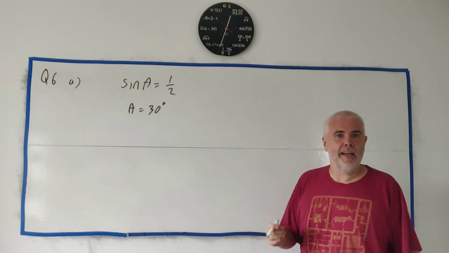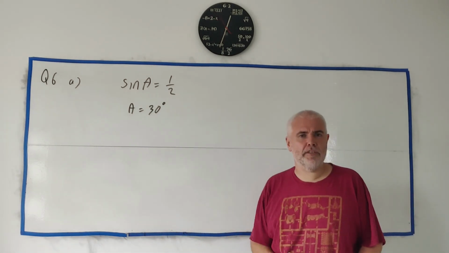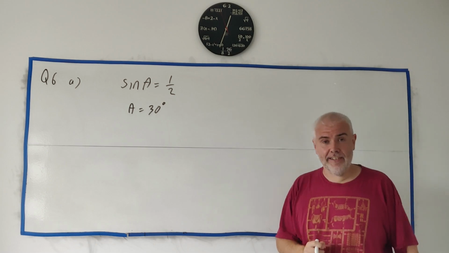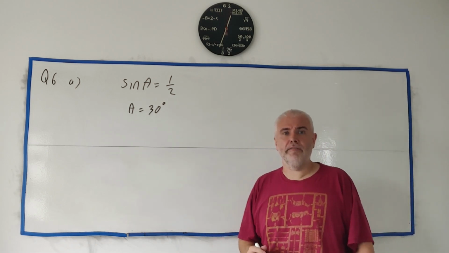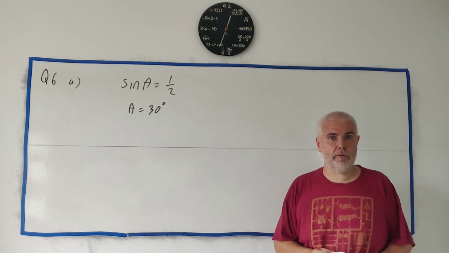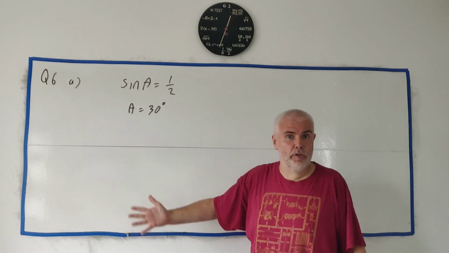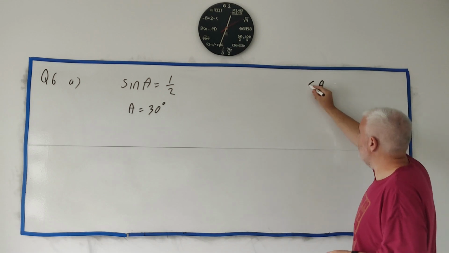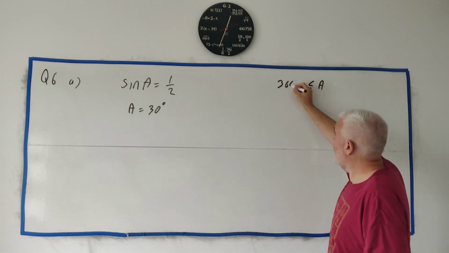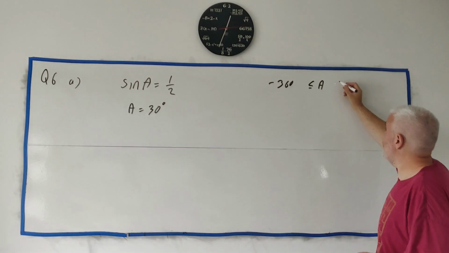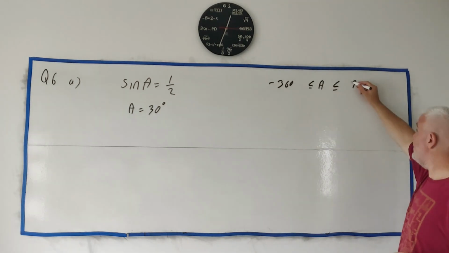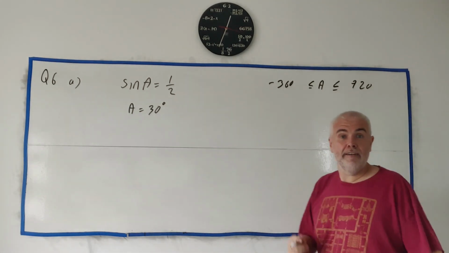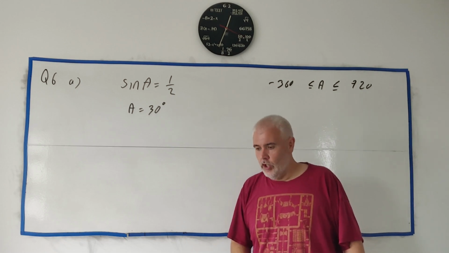Problem solved. Except it's not. You're going to get very few marks for that, because they specifically asked, they highlighted it in bold, to find 6 solutions to this question. And this is all you got. They helped you out by saying A is actually bigger than minus 360 and less than 720 degrees. Find 6 answers. So what are you doing?